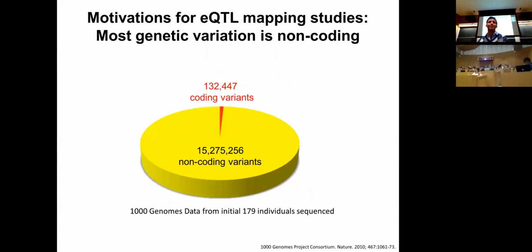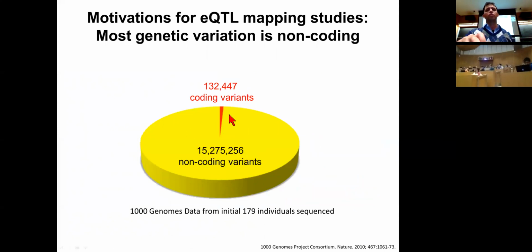The second one is just by sequencing the human genome and realizing that the vast majority of the genome, 98.5% of the genome, is in fact non-coding. And then by sequencing a bunch of individuals and asking where are the variants across the whole genome, and then seeing that the coding variants are a tiny, tiny fraction of this huge number of non-coding variants.